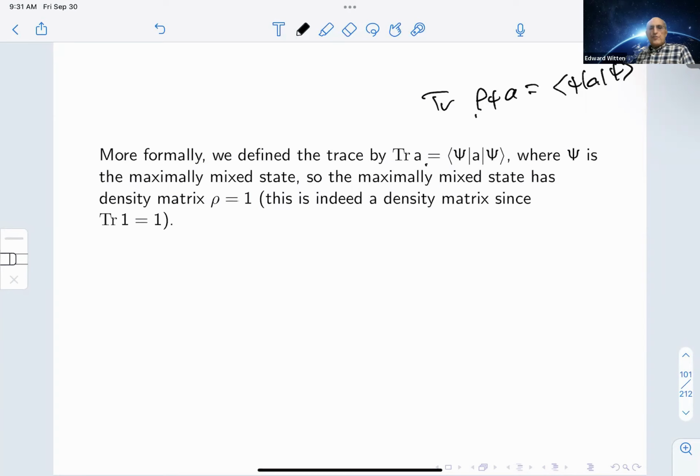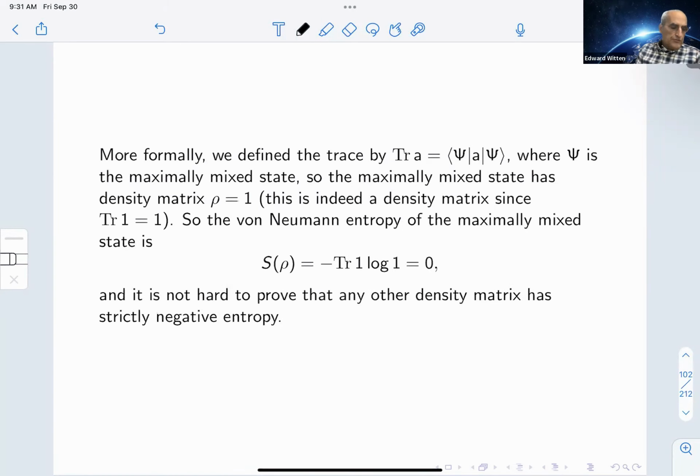That's indeed a density matrix because we define the trace so that the trace of the identity is 1. So 1 is a properly normalized density matrix. But the log of 1 is 0, so the entropy of the maximally mixed state is 0. And it's not hard to prove that any other density matrix has strictly negative entropy.